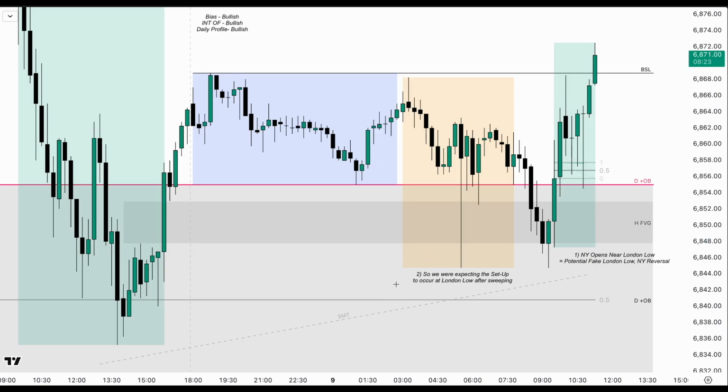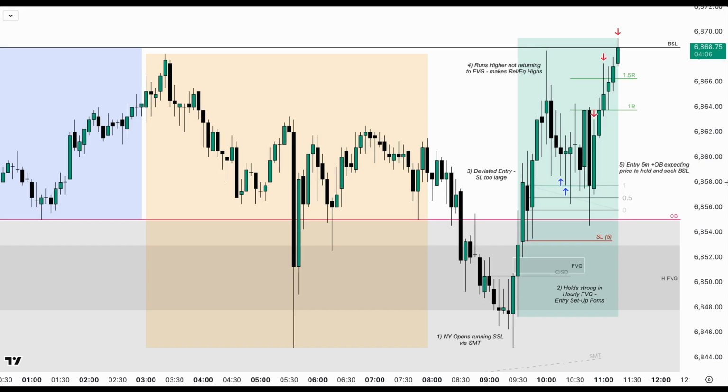So let's get right into the actual executions. I'll break it down and we can show my entries and my exits. So here is the actual entries and exits. This is a screenshot of my annotations as well from that day. And going over them really quick, what you see again is New York opens really close to this London low. We run sell side liquidity right here via SMT.